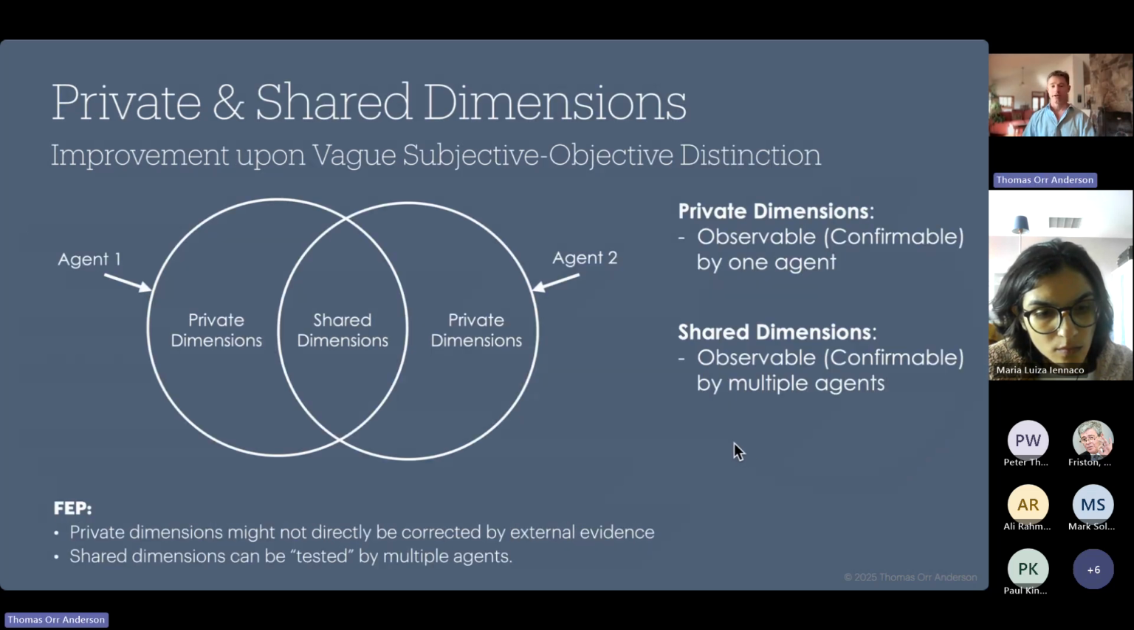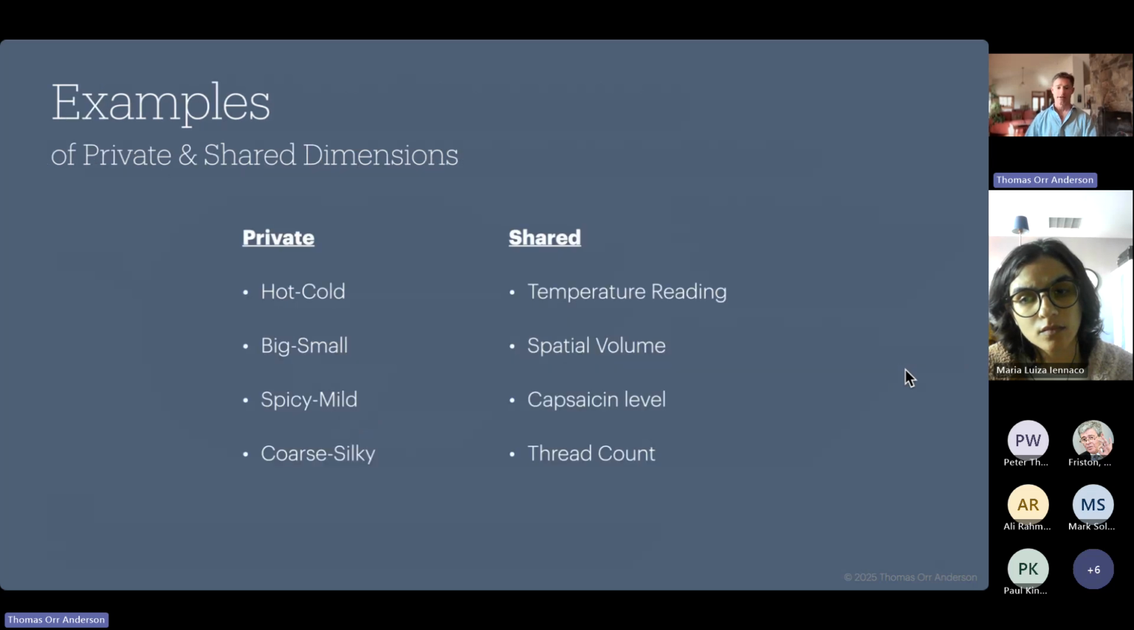This is one of my favorite parts of attention field theory, this notion of private and shared dimensions, because it gives us what I believe to be an improved way of framing what is often a very vague distinction between so-called subjective and objective. Private dimensions being observable or confirmable by one agent, shared dimensions being observable or confirmable by multiple agents. So some obvious examples: private dimensions, hot, cold. A correlated shared dimension would be temperature reading. You and I both can confirm the temperature reading, but neither of us knows how hot or cold it is.